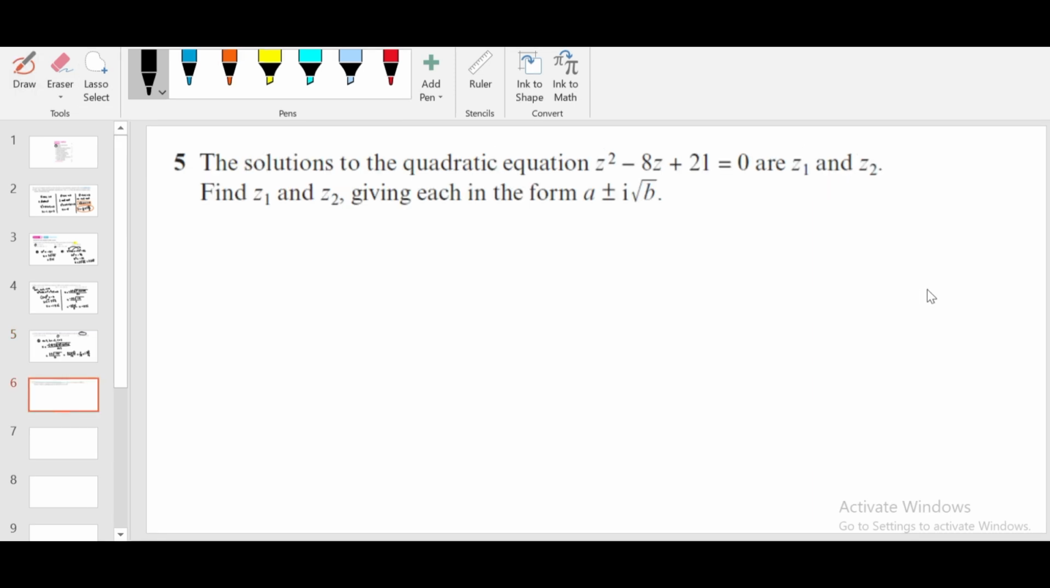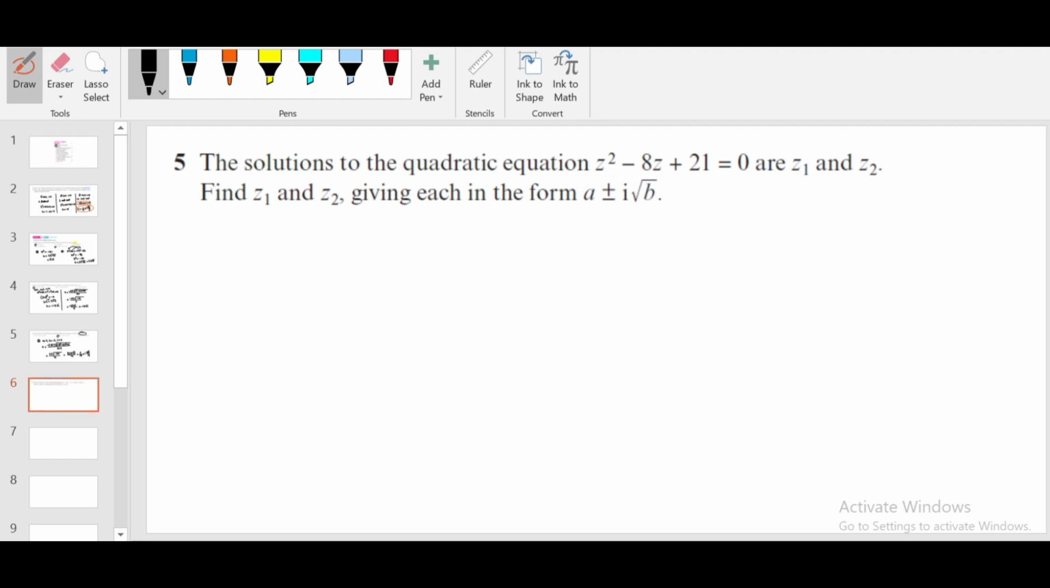I have taken one more question from the same exercise, 1b. The solutions to the quadratic equation are z1 and z2. Find each of them in the form a plus i root b. It's another way of asking you to solve the equation. It's the same thing. They did not specifically say completing the square or formula, so it's up to you which method you want to use.